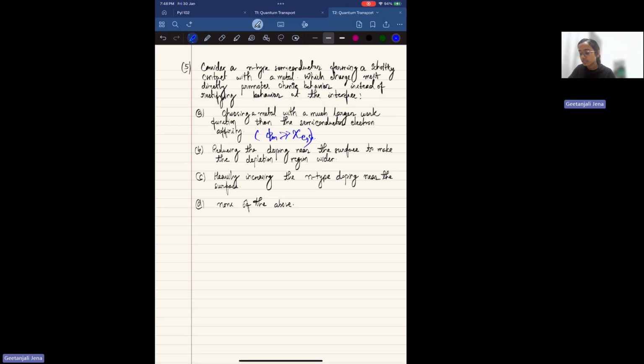Option C, heavily increasing the n-type doping near the surface. To promote ohmic behavior, we need heavy doping, because heavy doping will decrease the depletion length and this will promote the ohmic behavior. So the answer will be option C.